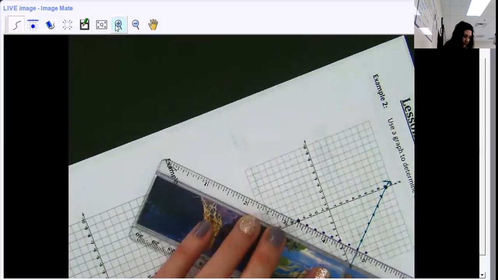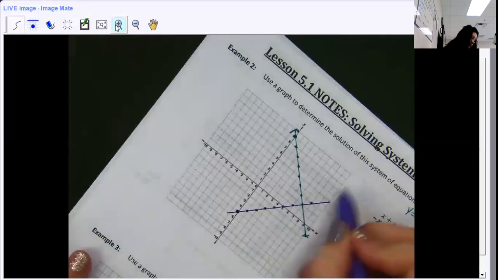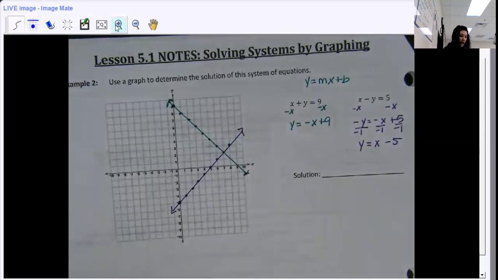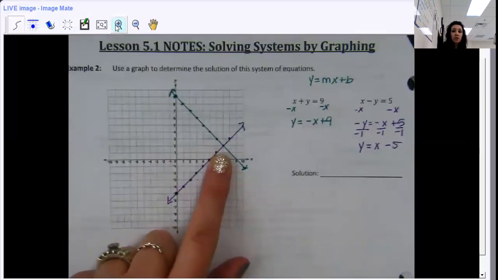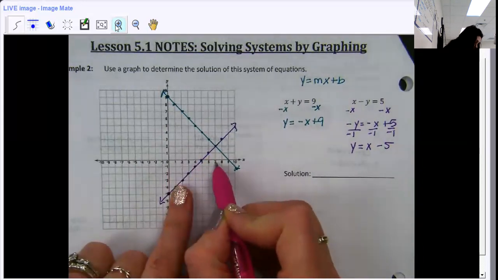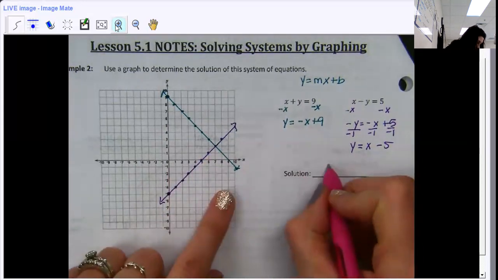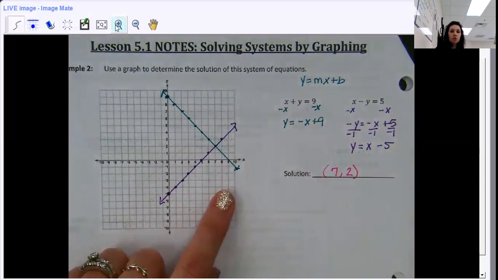Once I've seen that my lines have intersected and I've plotted at least 2 points, I can go ahead and draw my line. So now we have an intersection here. This intersection tells us the solution to both of these equations. And our intersection is at 7, 2. So my solution is written as an ordered pair, (7, 2).